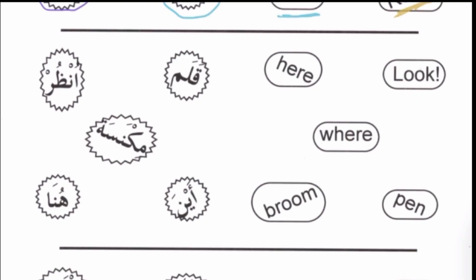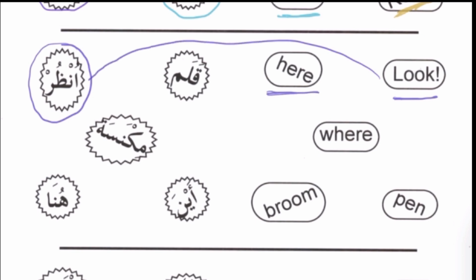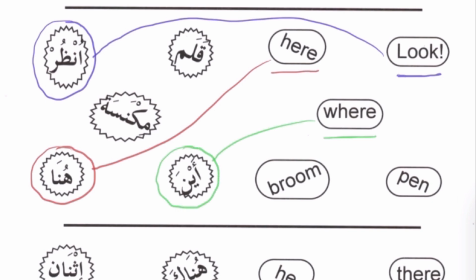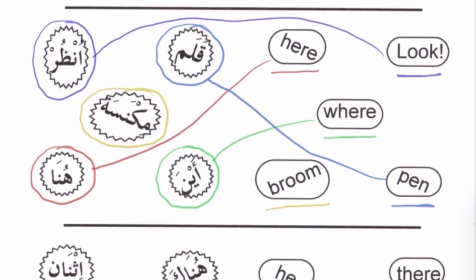Let's go on to the next set, and the first word here is look. Look is undur, undur. So there we can link that. Then we have ya. Ya is huna. Then we have where, and what is where? Aina. Then we have pen, and that is of course qalam or qalamun. So that goes up there. And then finally we have broom, which is miknasatun. So that is how you link it.